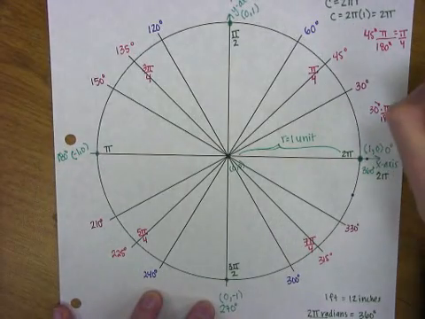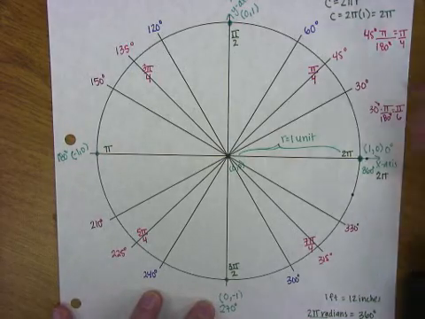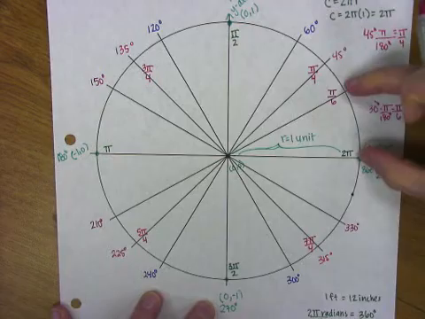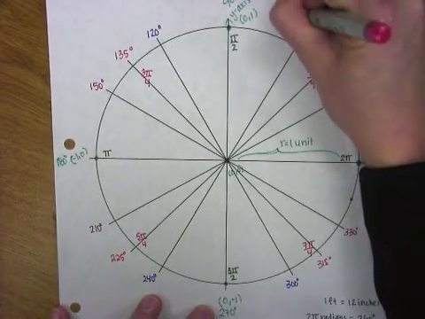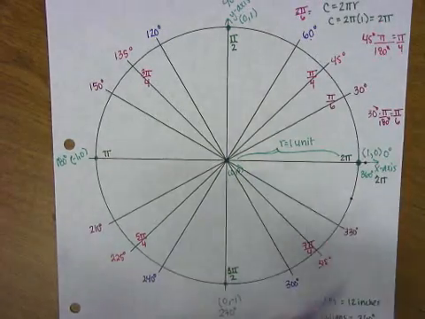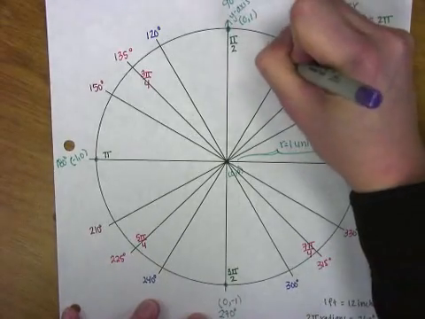30 goes into 180 6 times, so 30 degrees is the same as pi over 6. So these are going to be my pi over 6s. So here I get 1 pi over 6, that's my 30 degrees. And then I'm going to go the same distance. And this guy right here is going to be 2 pi over 6. Now 2 pi over 6 I can reduce. 2 goes into 6 3 times. So I would get pi over 3 here.